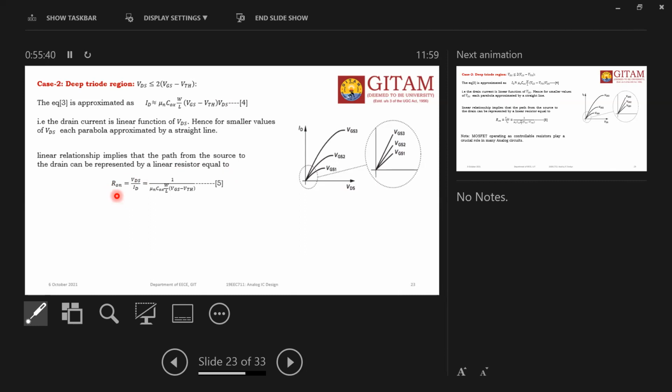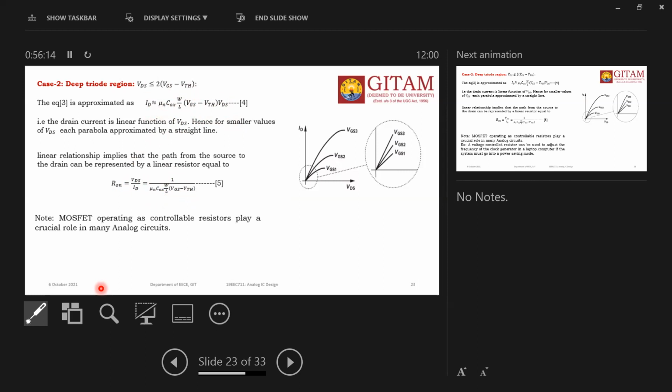The resistance value you can find from the resistance formula: voltage by current. Here is the VDS, here is the ID. So VDS by ID is equal to 1 by this whole thing. So that is 1 by UN COX W by L into VGS minus VTH. This is the resistance equation for the deep triode region. In the deep triode region, the channel from source to drain can be replaced with a variable resistor.